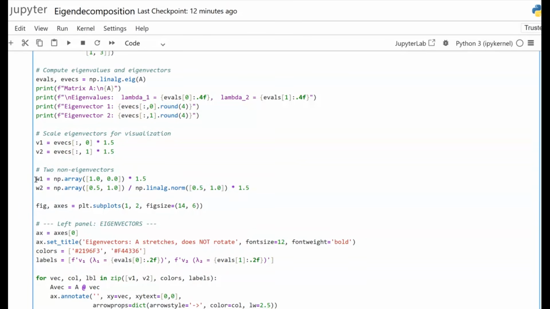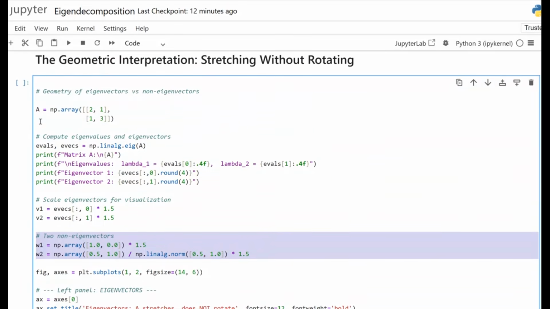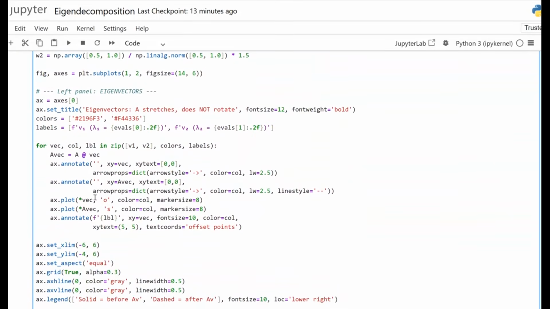Kindly observe W1 and W2. W1 is the standard basis vector along the x-axis, and W2 is a normalized arbitrary direction. Dear friends, these are not aligned with the eigenvectors, so they will behave differently under this matrix A. Now let me frame our plotting for visualization. We are going to create two side-by-side subplots: the left for eigenvectors, and the right for non-eigenvectors. On the left panel, kindly observe, it computes the transformed vector AV.